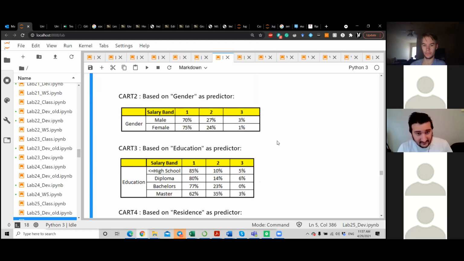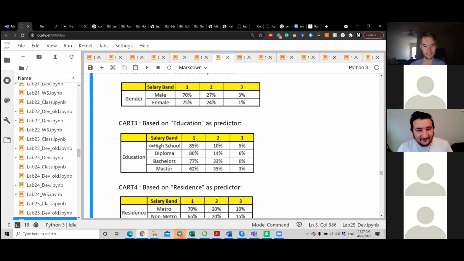Our third tree is based on education: high school, diploma, bachelor's, master's. You see that there is no PhD in here because we do not exist in real life. So we also have the percentages for those. And it is quite interesting that 11% of people in the third salary band are people with diplomas or high school degrees, and only 3% are people with masters. That gives you the true value of education.